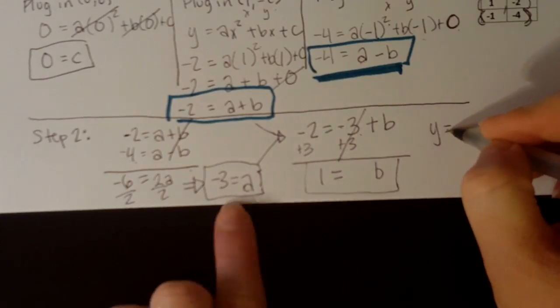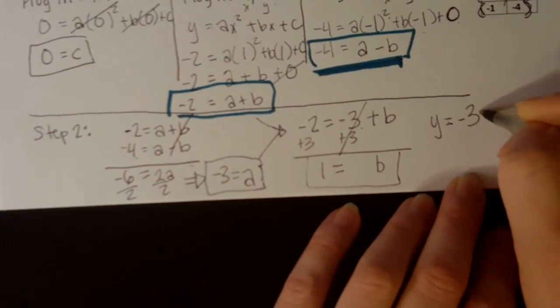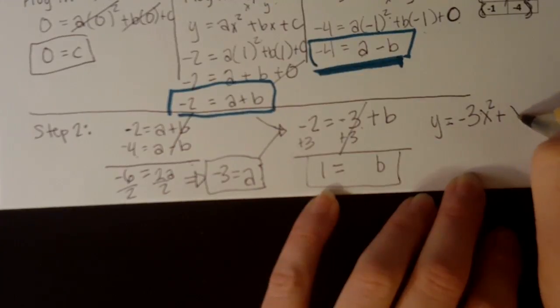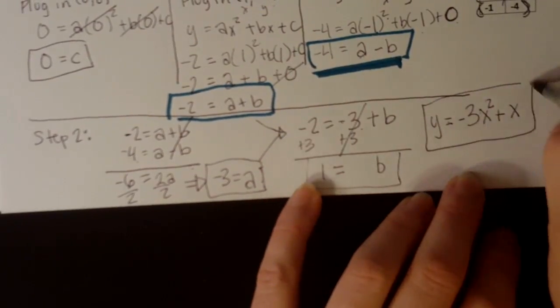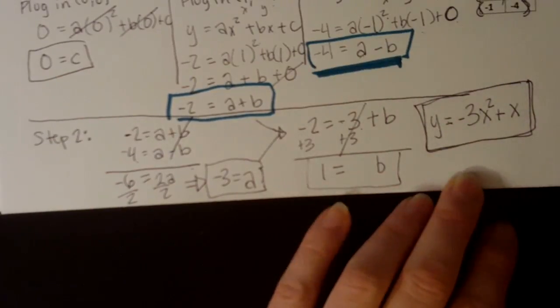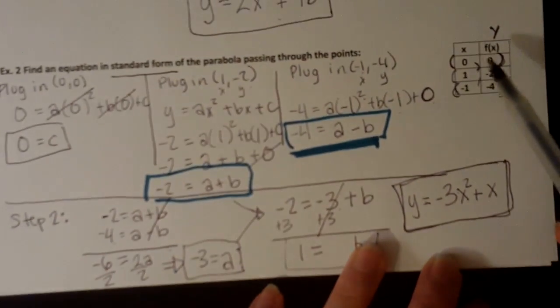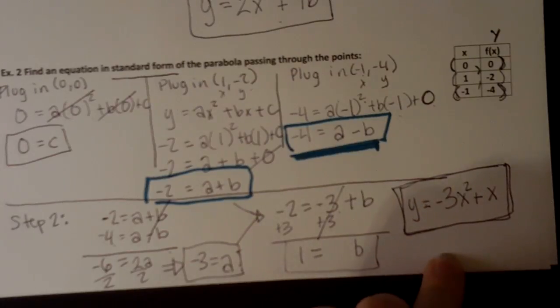Y equals, a is -3, so -3x squared, plus b, b is 1, so plus 1x. You can write the 1, but you don't really have to. Plus c is 0. Writing 0 again is a little redundant. So there's our equation, where all three of the points in the given chart are on this parabola. And it is a parabola because the highest degree is x squared.